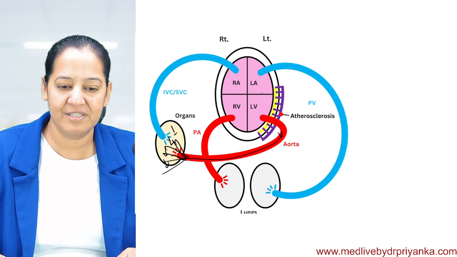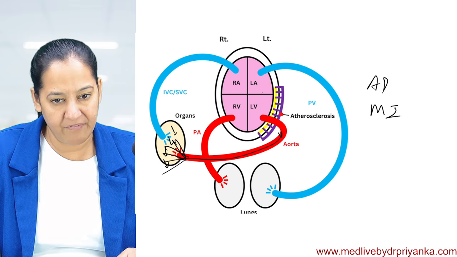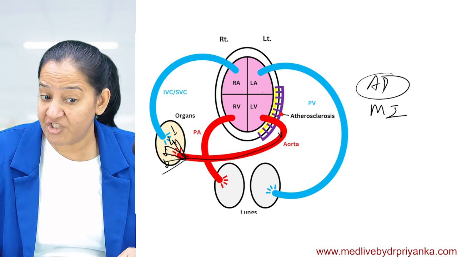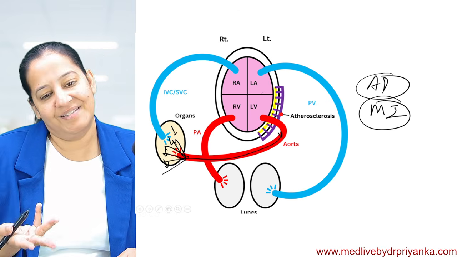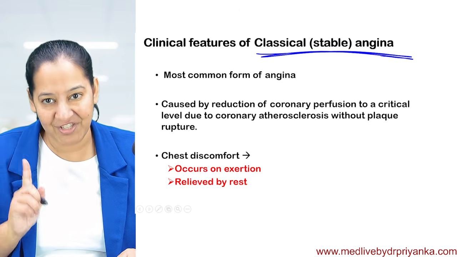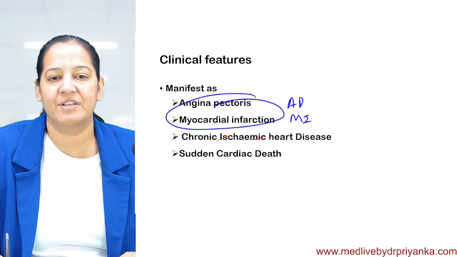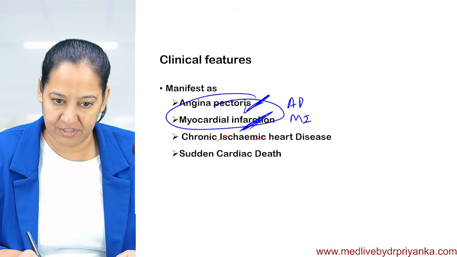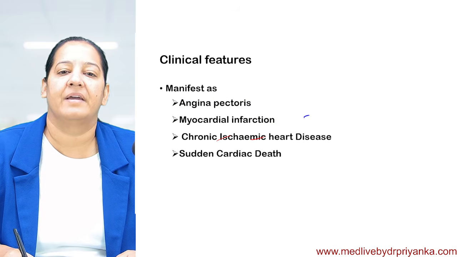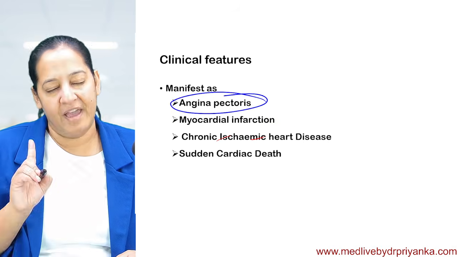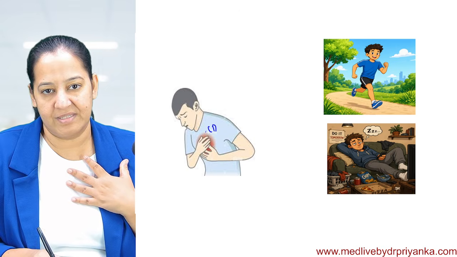So what are the clinical features of angina and what are the clinical features of MI? Angina is reversible. It's ischemia. But MI is irreversible. It's infarction. I hope you got it. First I'm teaching you the clinical features of angina, then I will teach you the clinical features of infarction. In angina, the patient has one complaint, that is chest discomfort.